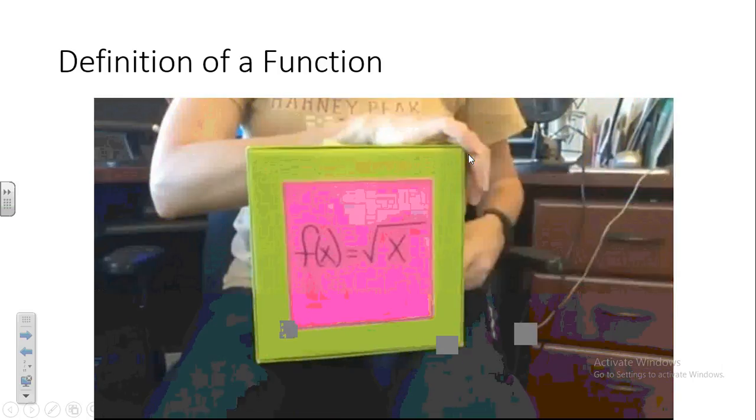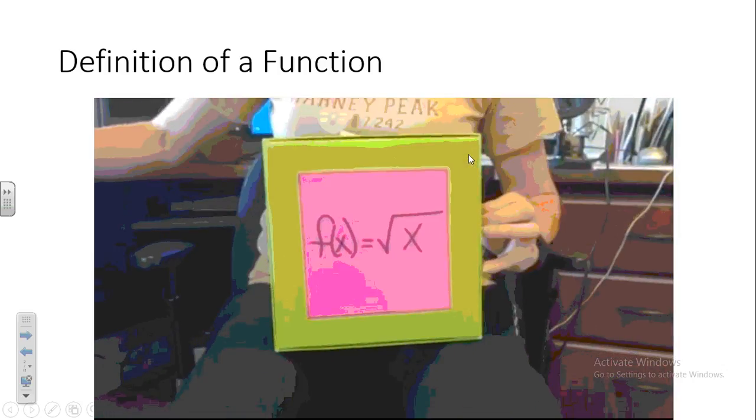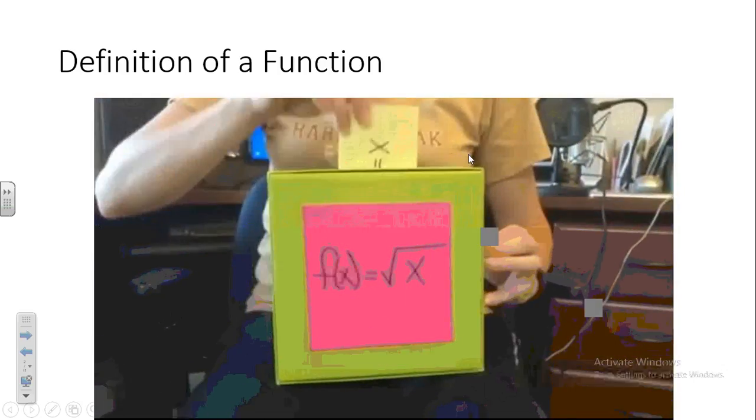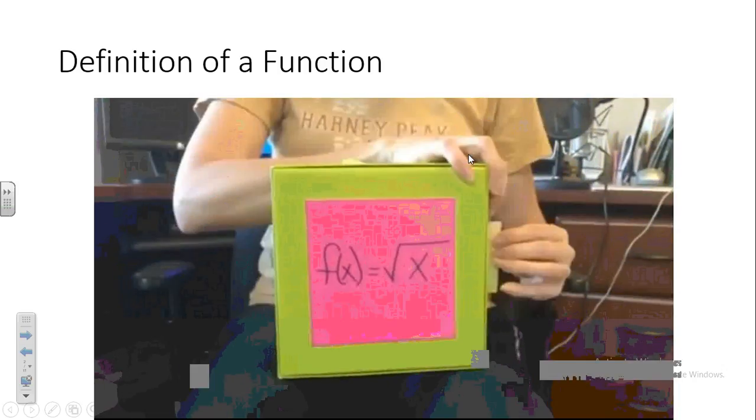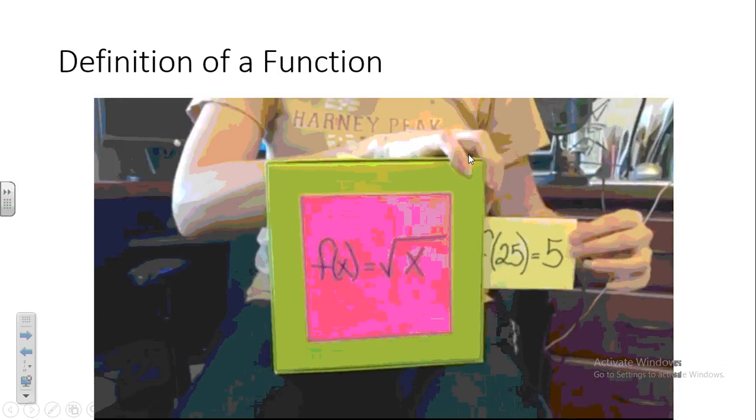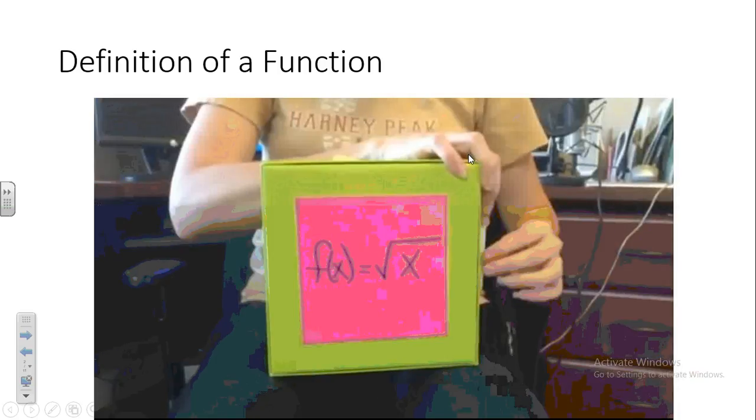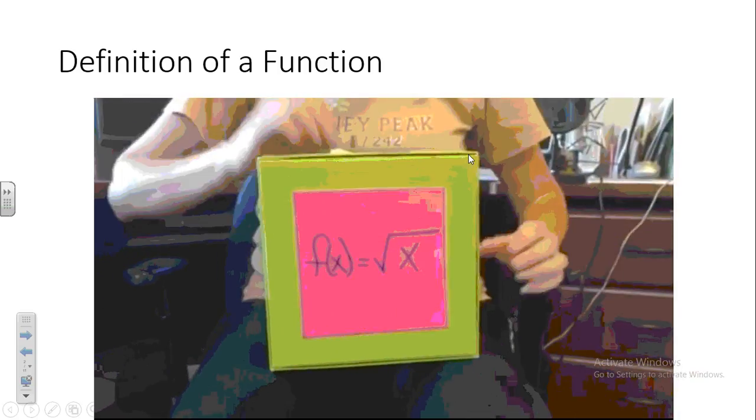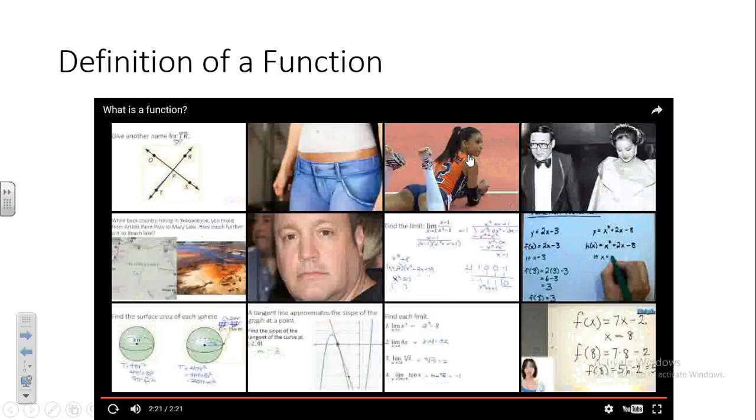The negative number squared is a positive. Okay. Likewise, we put in 25. What should come out? 5 and negative 5. So now it's not functioning properly because 1 thing went in, 2 things came out. That's a relation, not a function. Okay?